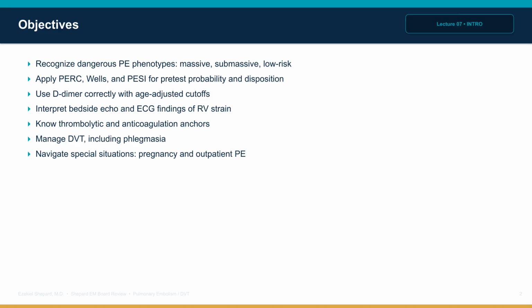The objectives are these. First, recognize the dangerous PE phenotypes: massive, submassive, and low risk. Second, apply pretest probability tools: PERC, Wells, and PESI. Third, use D-dimer correctly with age-adjusted cutoffs. Fourth, interpret bedside echo and ECG findings of right ventricular strain. Fifth, know the thrombolytic and anticoagulation anchors. Sixth, manage DVT, including phlegmasia. And seventh, navigate special situations: pregnancy and outpatient PE treatment.